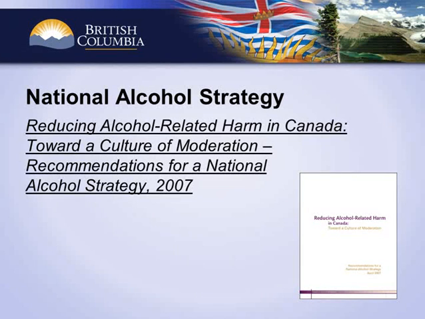So we have the Global Alcohol Strategy, and we have a National Alcohol Strategy. It was developed by a multi-sectoral group under the leadership of Health Canada, the Canadian Centre on Substance Abuse, and the former Alberta Alcohol and Drug Abuse Commission, which no longer exists. It's been absorbed into the Health Authority. As you can see from this slide, the title is Reducing Alcohol-Related Harm in Canada: Toward a Culture of Moderation, with recommendations for action, released in 2007.